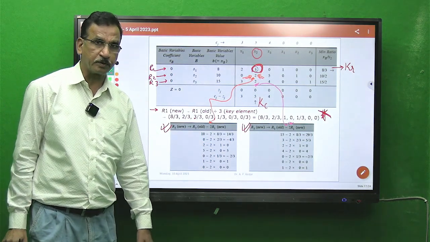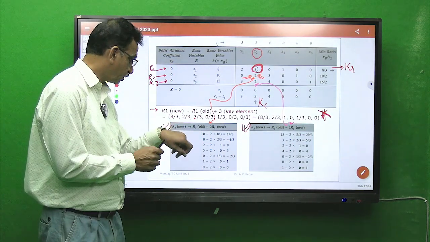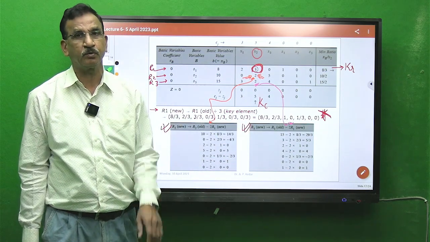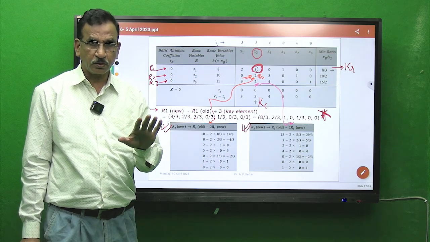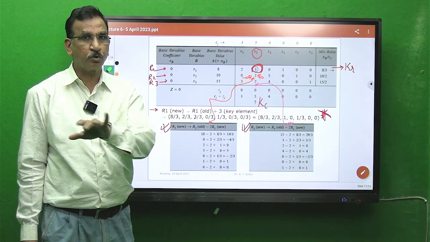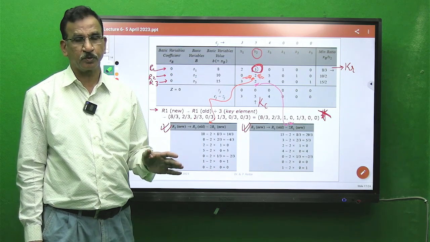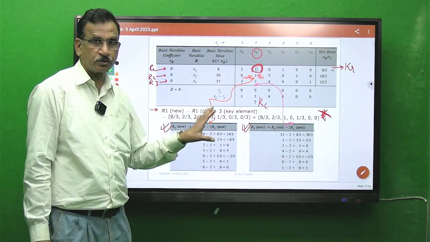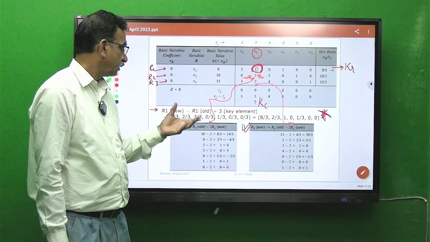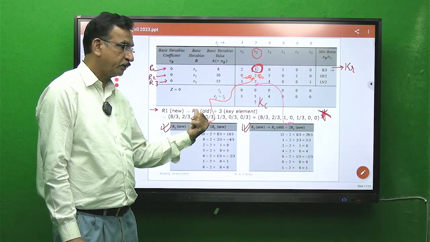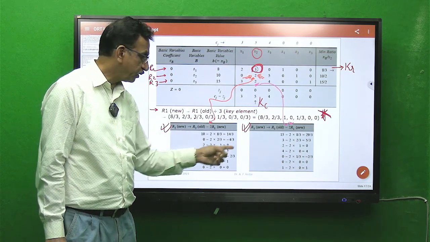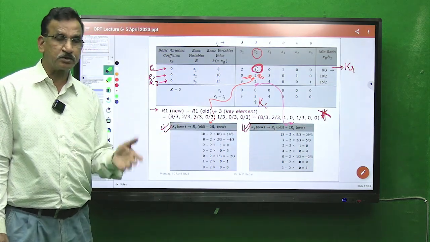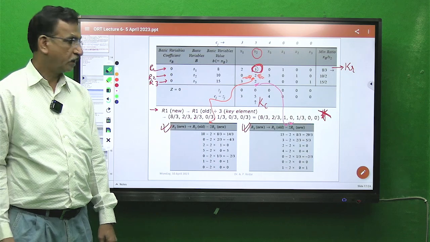One thing you have to remember, you are not supposed to find these values in decimal fractions, though you are using a calculator. You do not calculate these values in the form of 0 point something or 1 point something. Let it be in the form of fractions. So by using that formula, we have converted the key element into 1 and we have changed the values of the remaining variables, and now these values we will put in the second simplex table.